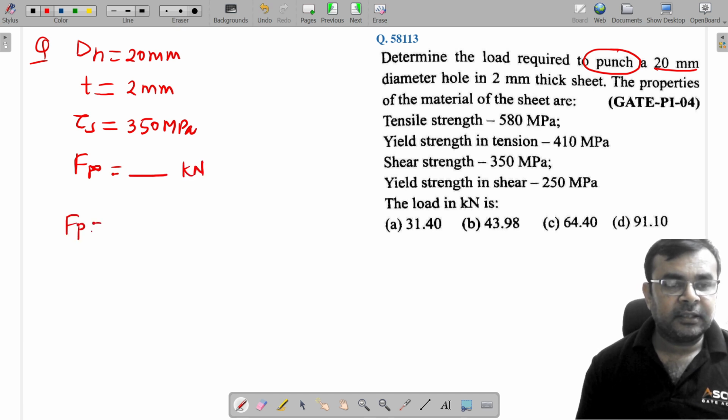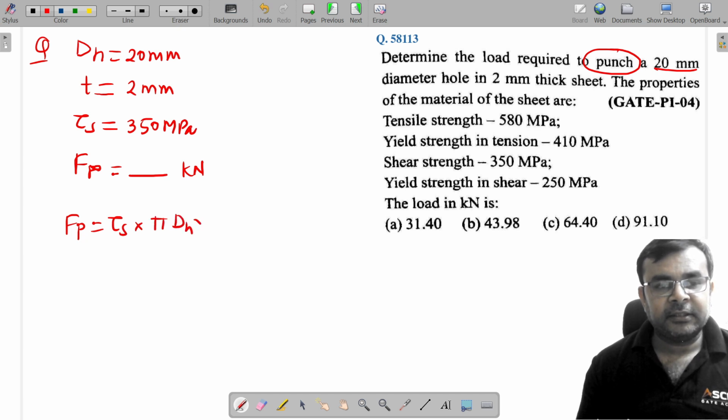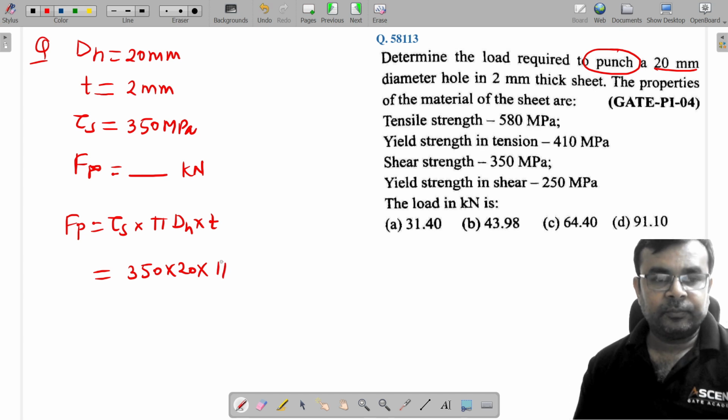So FP is nothing but tau s into pi d h into thickness. So this is 350 into pi into 20 into 2.